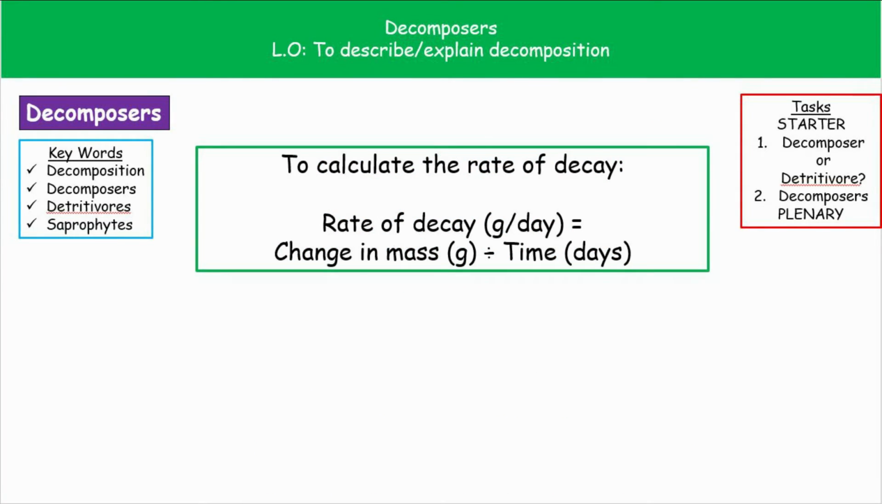The last bit we're going to look at today is how we calculate the rate of decay. And what I've given you on the screen then is the formula we need to do this. So the rate of decay, which we usually use the units in grams per day, is the change in mass, obviously in grams, divided by the time in days. So write that formula in your book so you've got it there to refer to.